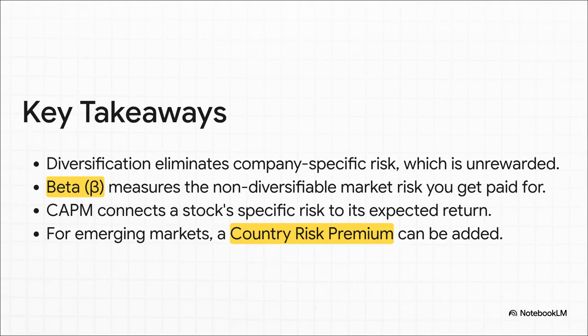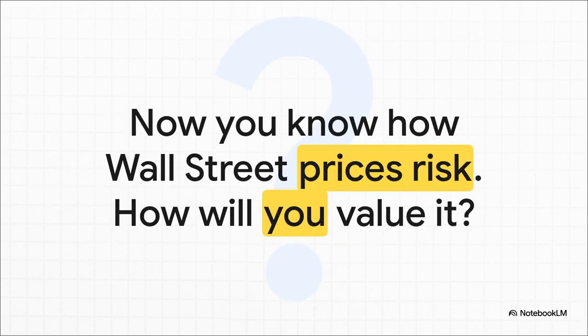And the model is so adaptable that for emerging markets, you can even tack on a country risk premium to make it even more precise. So there you have it, the capital asset pricing model. It's this incredibly disciplined framework that takes a fuzzy, abstract idea like risk and turns it into a hard number. And it really leaves us with a final question to chew on. Now that you've seen how Wall Street puts a price tag on risk, how is that going to change the way you value it?